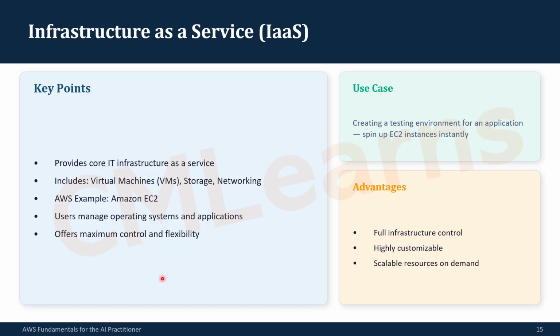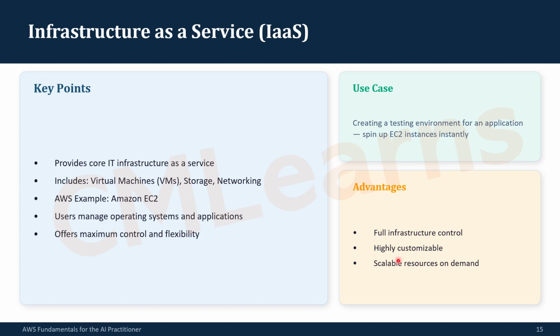We'll be using an instance, we'll be using a VM. So whenever we have to test or run a product or an application or project, we'll be using EC2 instances, and we will have maximum control and flexibility over that. But at the same time, we'll have to manage the resources, and also the security patches, everything in the OS that is in the instance. And the use case is creating a testing environment for an application.